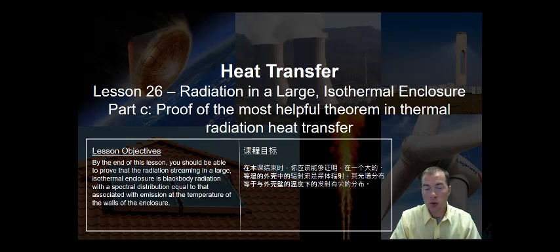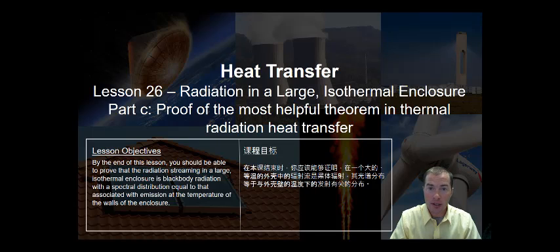If a surface or an object is situated in a large isothermal enclosure, the radiation heat transfer incident on the surface or the object is known to be blackbody radiation, characterized by a spectral distribution equivalent to blackbody emission from a surface whose temperature is the same as the temperature of the walls of the enclosure.